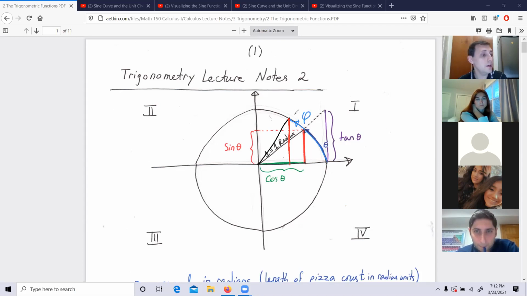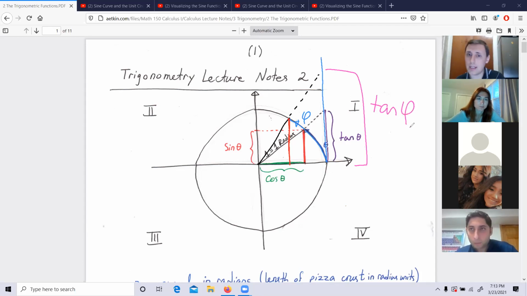This is my phi. Now, how do I draw it very well? Look at it. I just take this curve and I extend it, and I simply just extend the radius. You see that? I extend the radius, and now what do I get? This part is my tangent of phi. Do you understand why that's tangent of phi, guys?